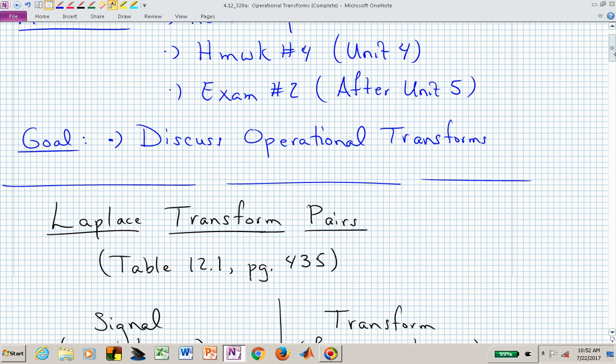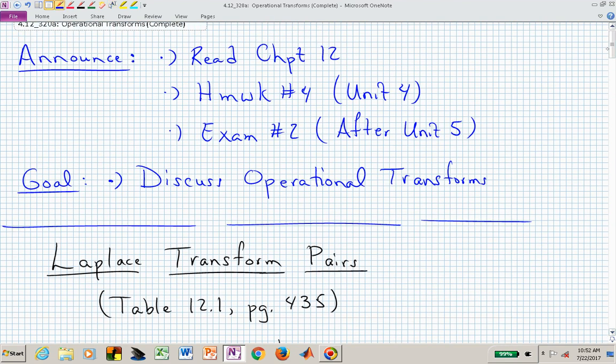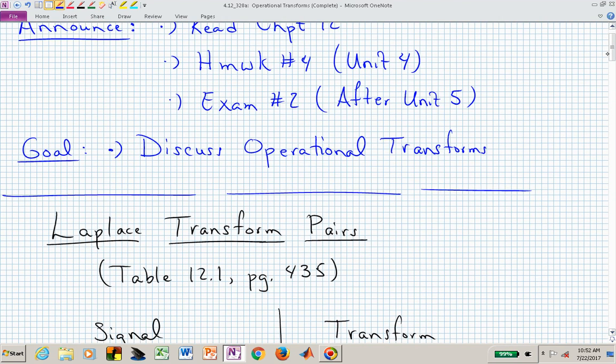We're still working with Laplace transforms, and one particular strategy or technique that will help us is to understand and be able to use operational transforms, and that's what we want to discuss in this video.